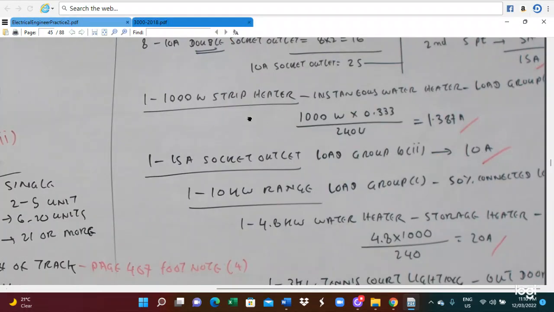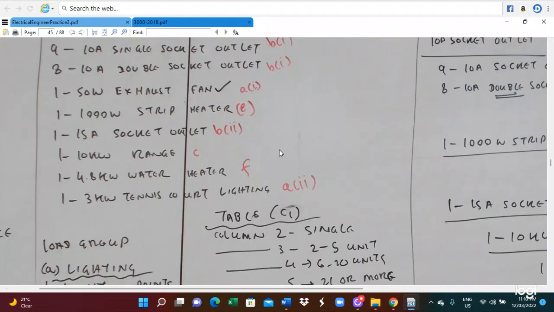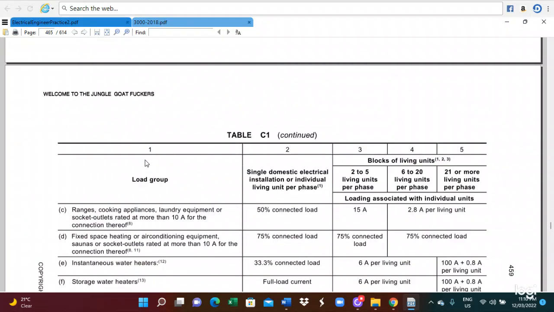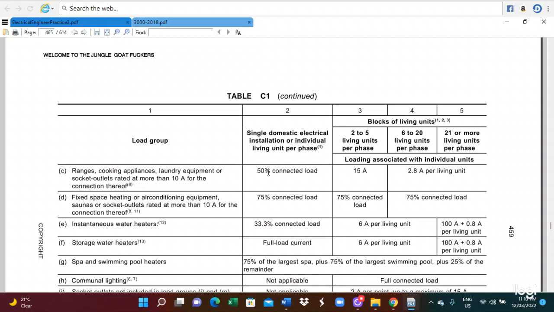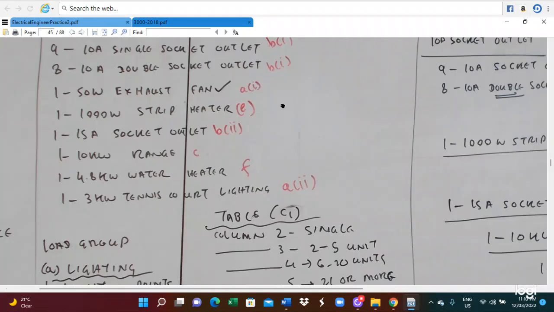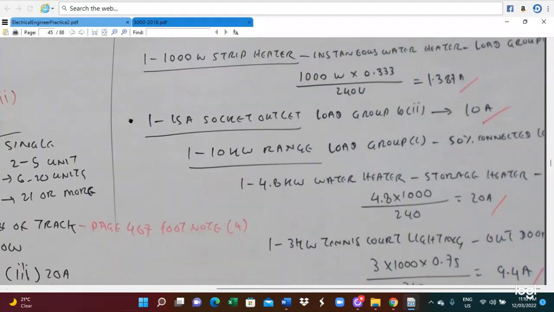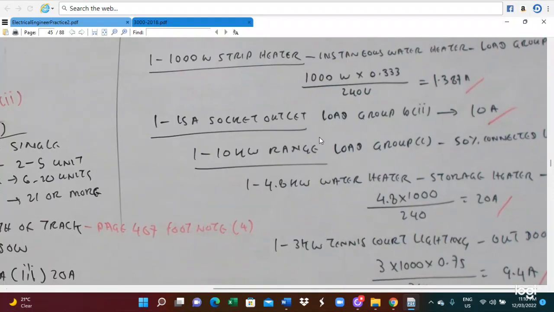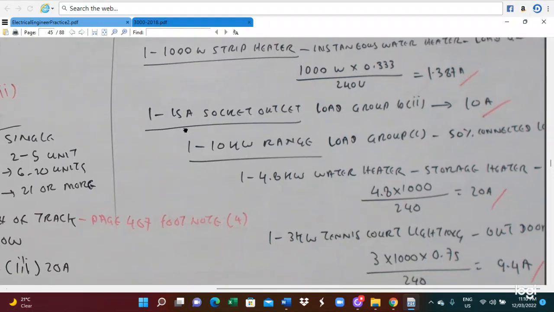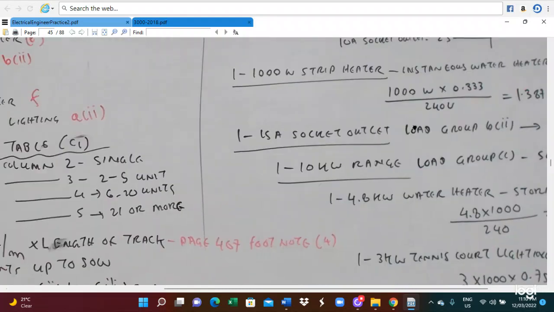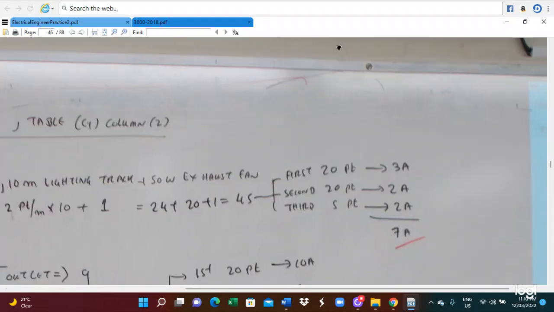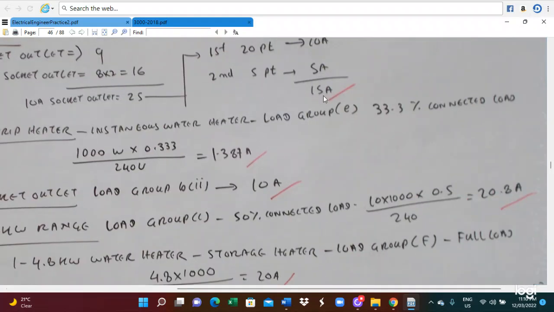Another item is a 10 kilowatt electric range. 10 kilowatt electric range is load group C. For the electric range we have to take 50% of the connected load. So 50% of the connected load for the 10 kilowatt range: 10 multiplied by 10 power 3, multiplied by 0.5 and divided by 240. Then we calculate the current. This is the way we calculate the electric range current. So the electric range current is 20.8 ampere.